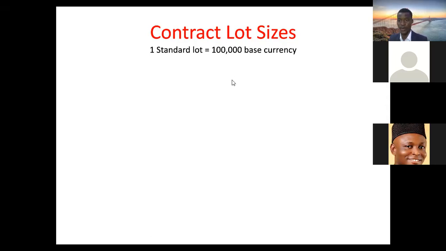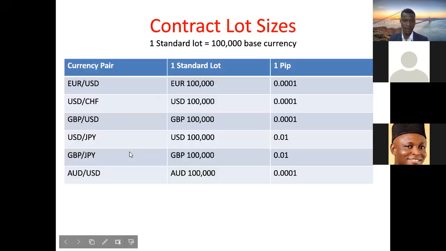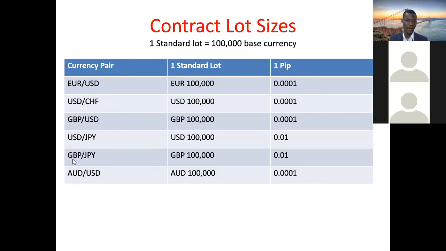Remember, we say a base currency is always one, compared to the counter currency. Now, this is what we mean. We have the currency pairs EUR/USD, USD/CHF, GBP/USD, USD/JPY, GBP/JPY, AUD/USD. This is the standard lot size. One standard lot on this contract means 100,000, and the pip change is 0.0001, the smallest change.